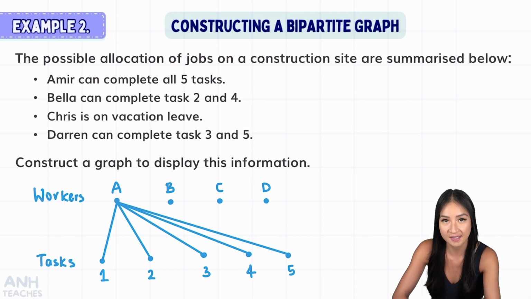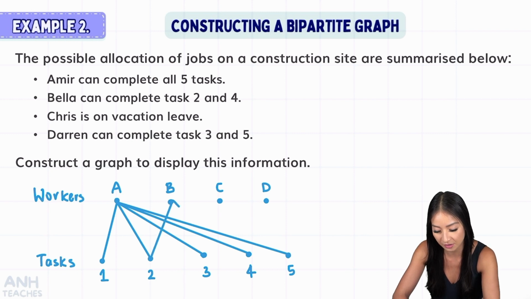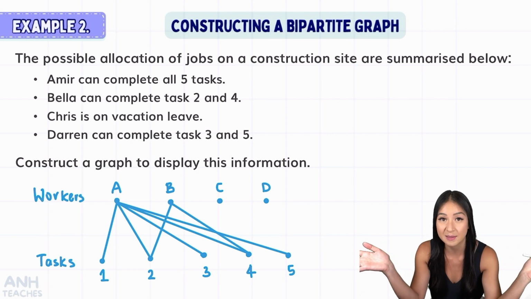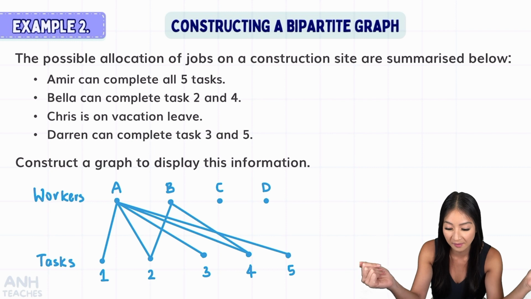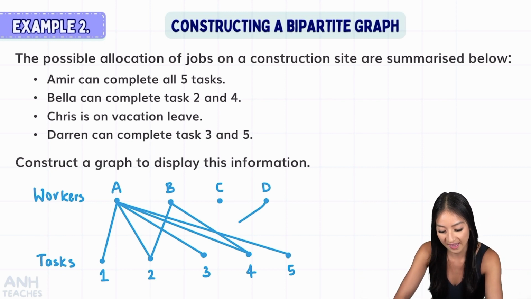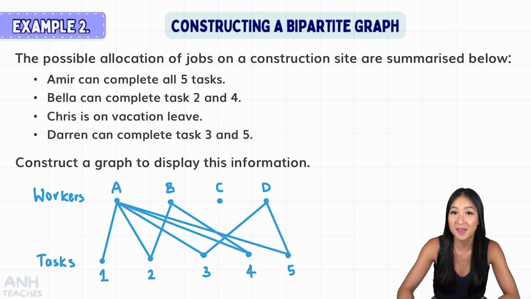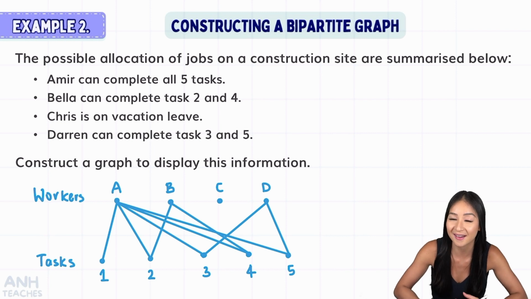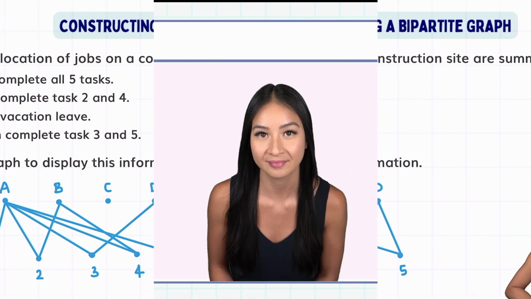Bella can complete task 2 and 4. So I'm only going to connect her to task 2 and task 4. Chris is on vacation leave, so we're not going to connect him to any tasks. He can't do anything. Darren can complete task 3 and 5. And there we have it, a completed bipartite graph to display the information.